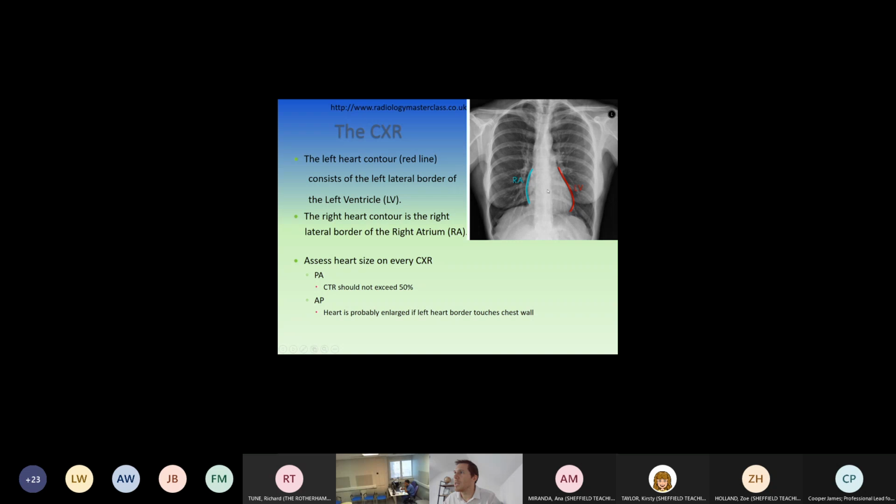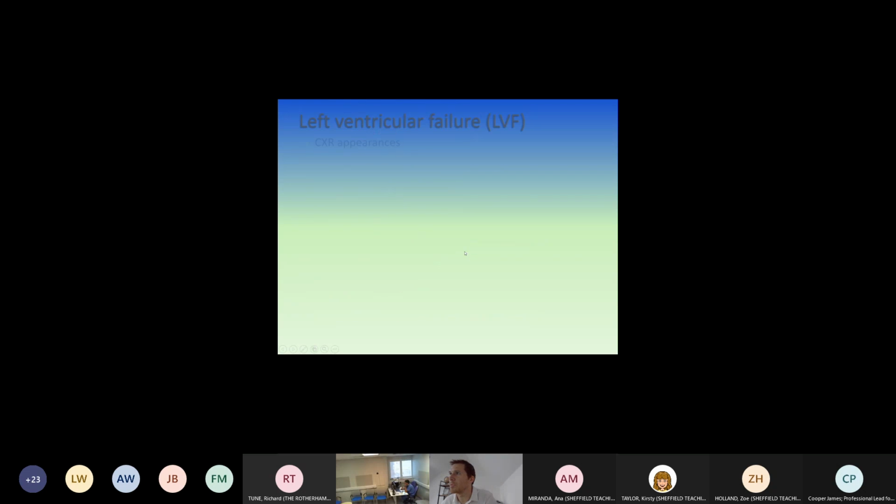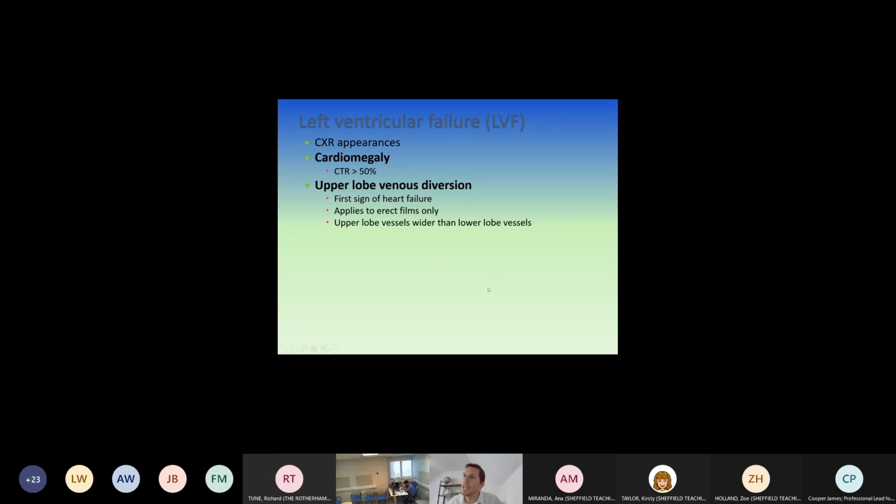If we turn a patient AP, we can still sometimes say the heart's enlarged if that heart border touches the ribs. So on an AP chest X-ray, if that left heart border touches the ribs, we can say that there probably is cardiomegaly, even allowing for the AP projection. So what do we see with left ventricular failure? We see cardiomegaly, with a cardiothoracic ratio of over 50%. We see upper lobe venous diversion. This is the first sign of heart failure, and it's overlooked so often.